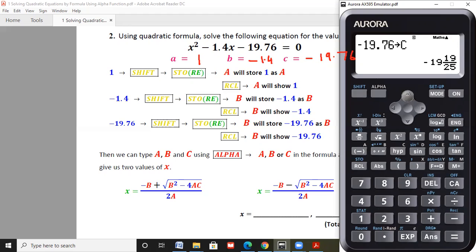What I can do is I can actually go back and press this one here. Pressing this will give me 5.2. So one value of x is 5.2. And I can work out the other value by going up again and replacing with a negative 1, equals. And so the second value is negative 3.8.